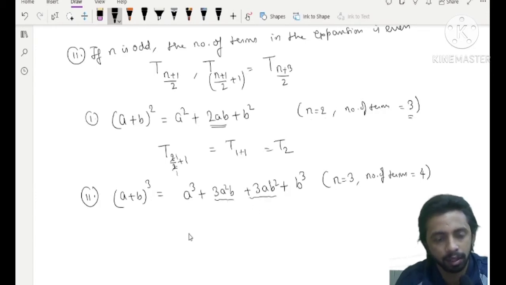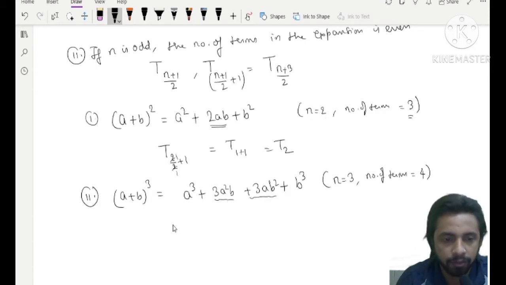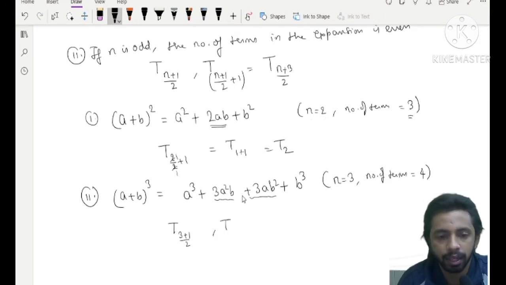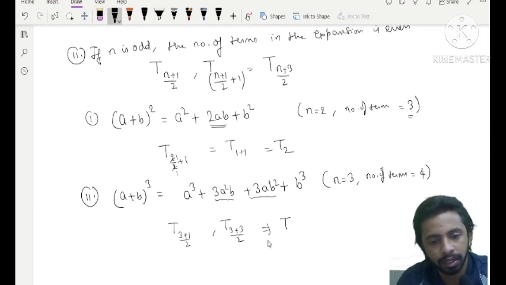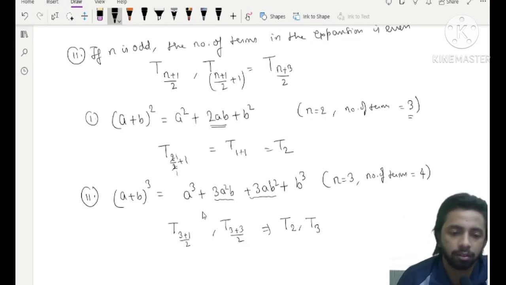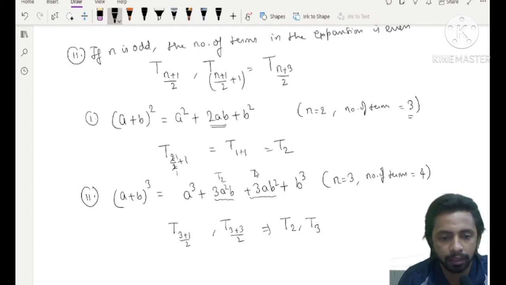Going by the formula that I gave above, t of n plus 1 by 2 and t of n plus 3 by 2. The value of n is 3. So that means the middle terms are t of 3 plus 1 by 2, 4 by 2 is 2, the second term, and t of 3 plus 3 by 2, which is equal to 3, the third term. So the second term and the third term are the middle terms in this expansion. So this way we can find the middle term.